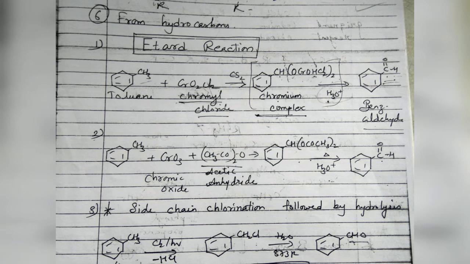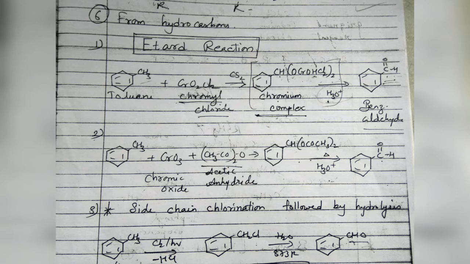Today we are going to have the preparations of aldehydes and ketones, continuing from hydrocarbons. Number 1, Etard reaction. Toluene when treated with chromyl chloride gives the chromium complex intermediate, which on further treatment with acid gives benzaldehyde. In the second reaction, instead of chromyl chloride we use chromic oxide and acetic anhydride, which again gives the intermediate, and on further treatment with acid and heating it leads to benzaldehyde.